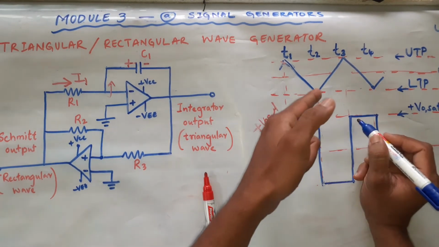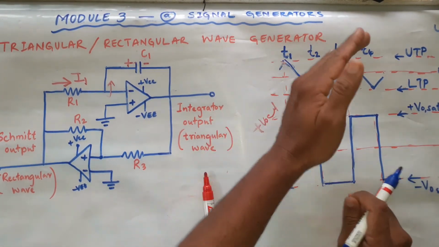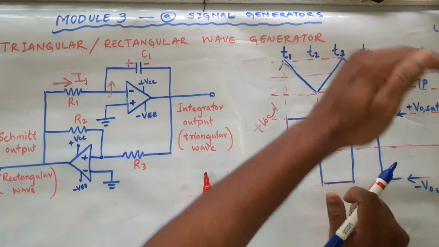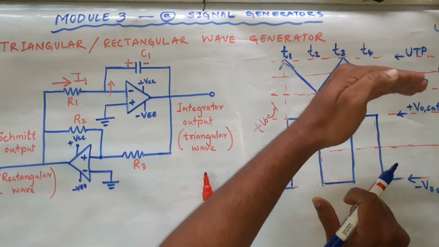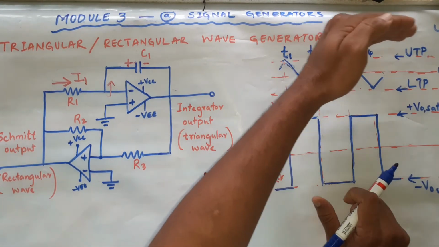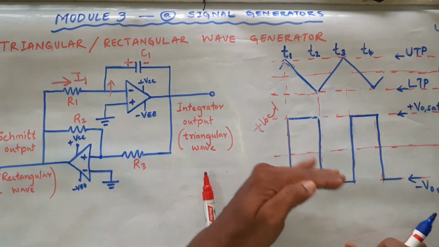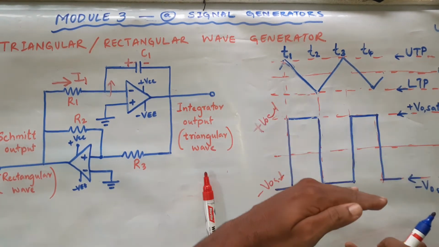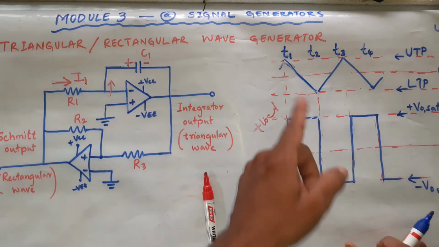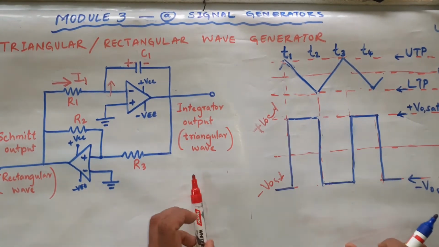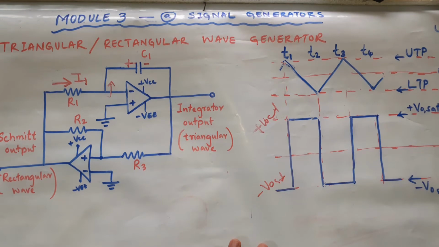Correspondingly, the charging and discharging is changing between UTP and LTP. So whenever the output of the integrator changes from UTP to LTP and LTP to UTP, the output of your Schmitt trigger is changing from plus V naught sat to minus, minus to plus, plus to minus. So this is how you are getting triangular and rectangular wave generation. Hope it's clear.